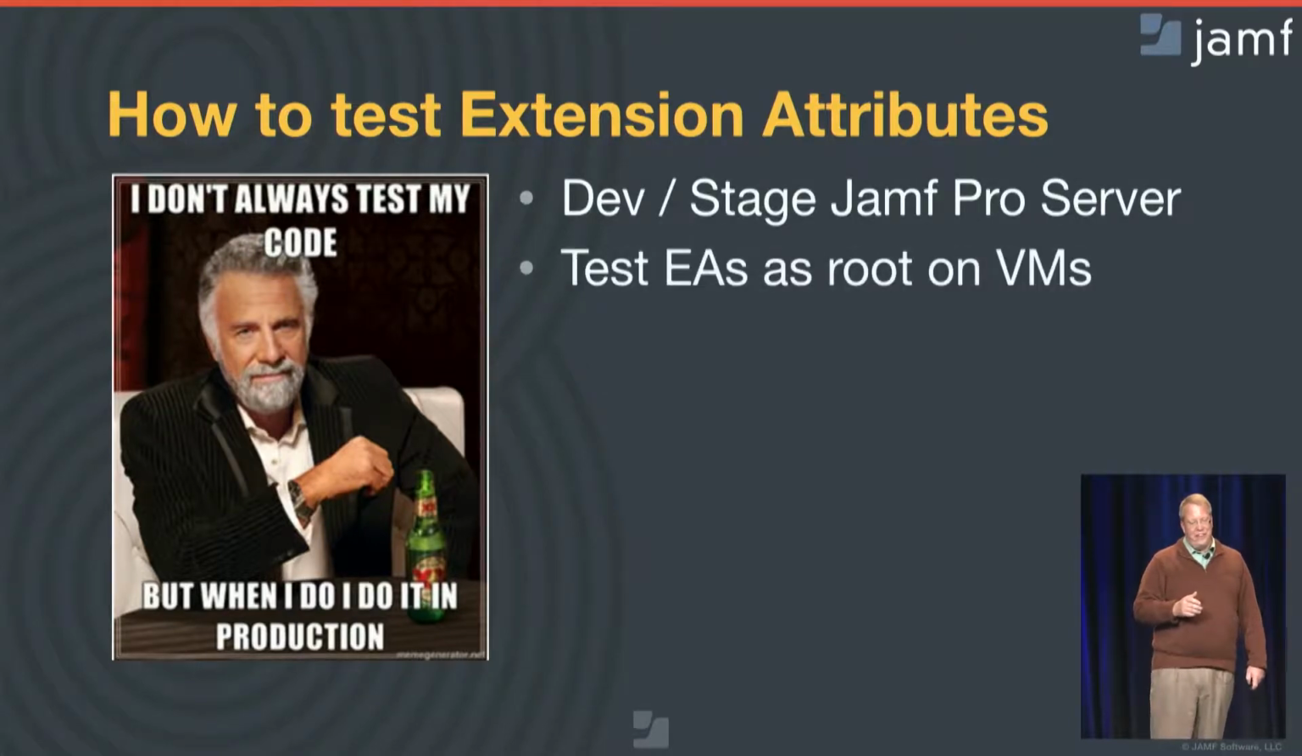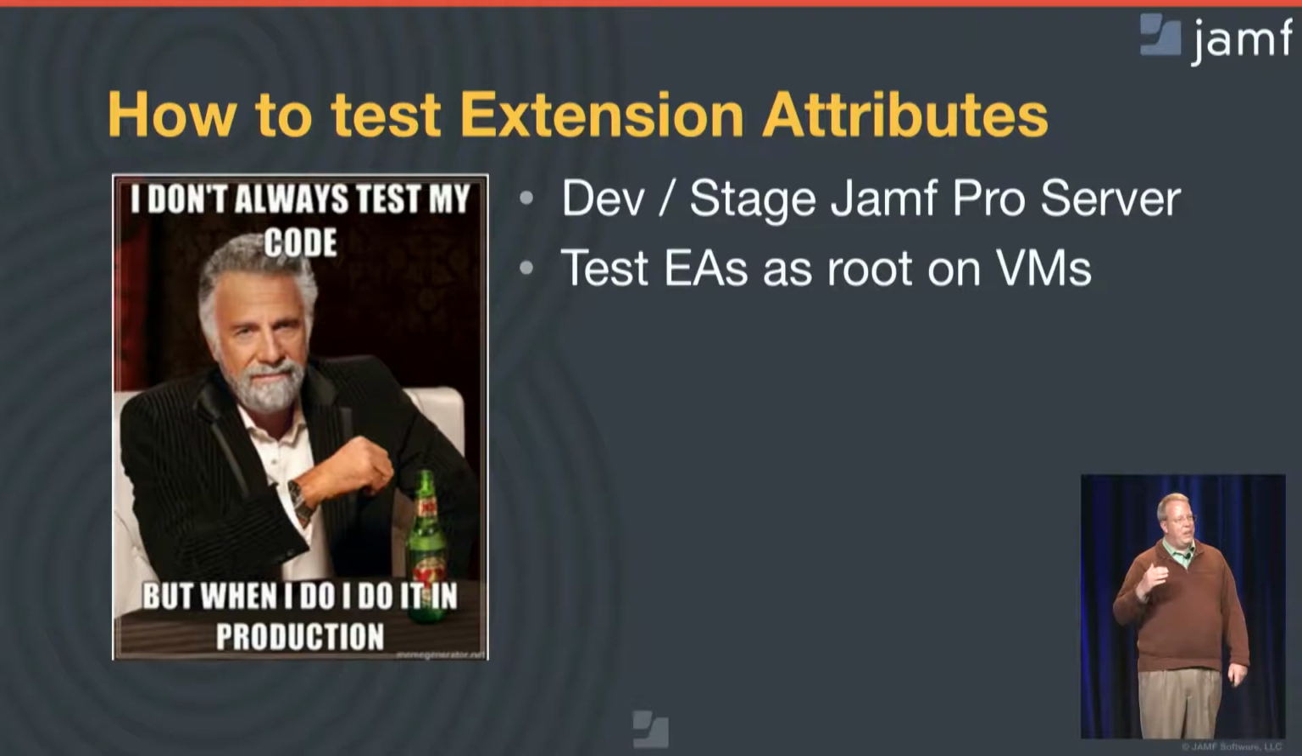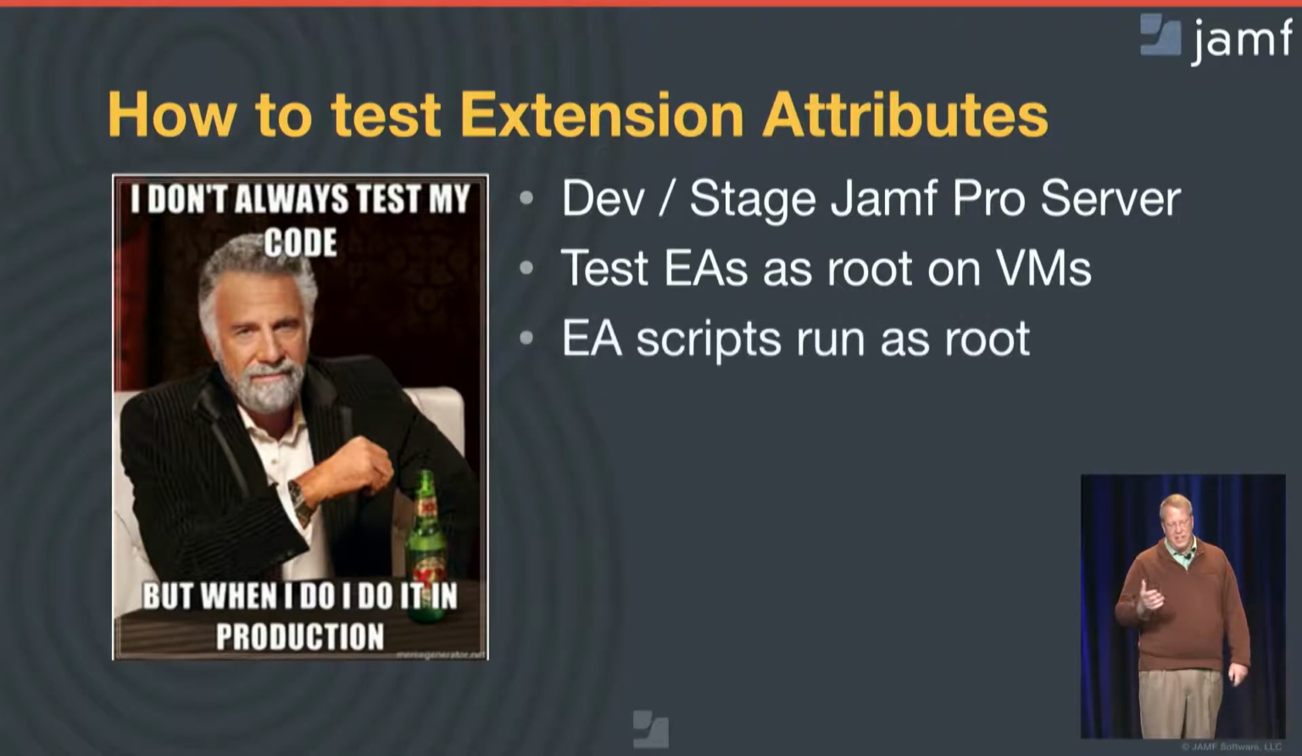So you should test your extension attributes when you're elevated as the root user, because that is how the Jamf binary will execute the attributes' scripts. And I would recommend you do them on VMs. If you can afford physical hardware, that might be even better. And as a caution, again, please remember that EA scripts run as root.